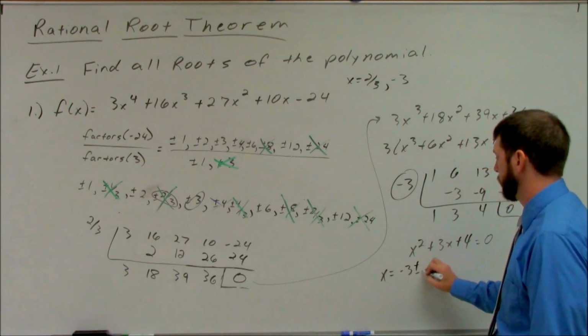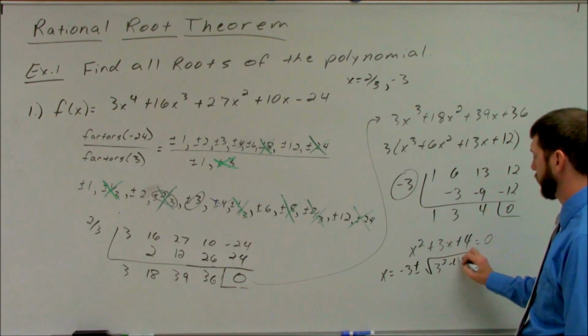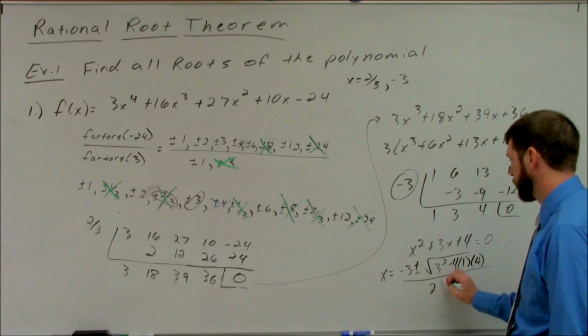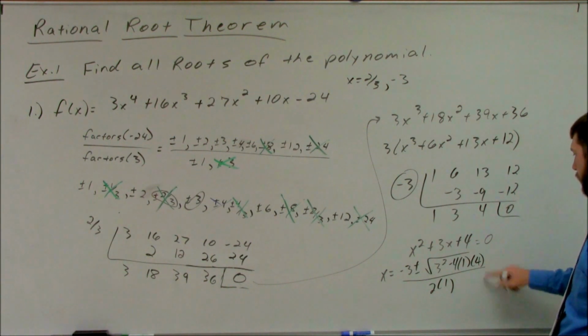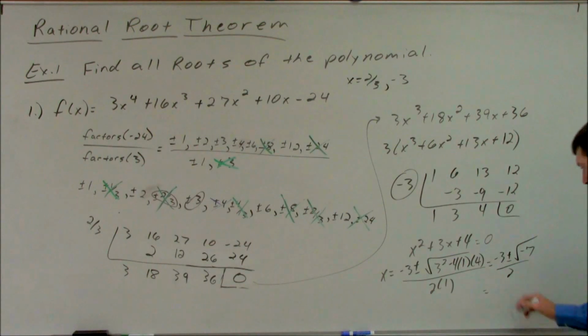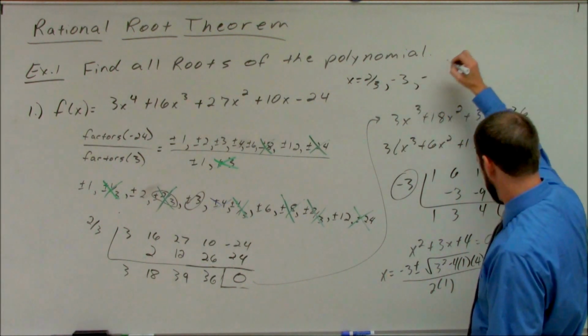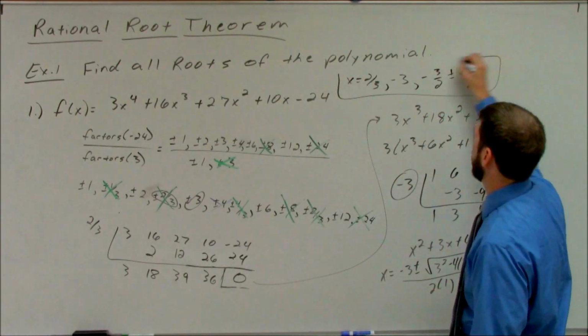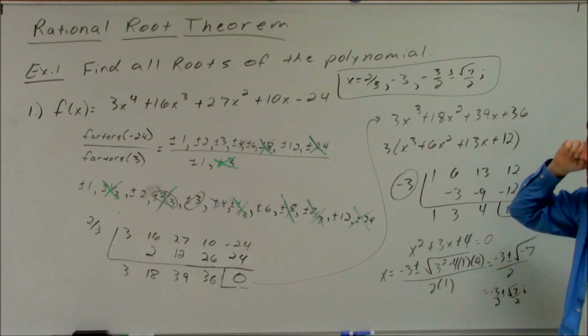So -3 plus or minus the square root of 3 squared minus 4 times 1 times 4, all over 2 times 1. So we get -3 plus or minus the square root of 9 minus 16, which is -7, over 2. To write it in complex form, because we've got the imaginary there, negative 3 halves plus or minus square root of 7 halves i. So that is our last two solutions, or roots.